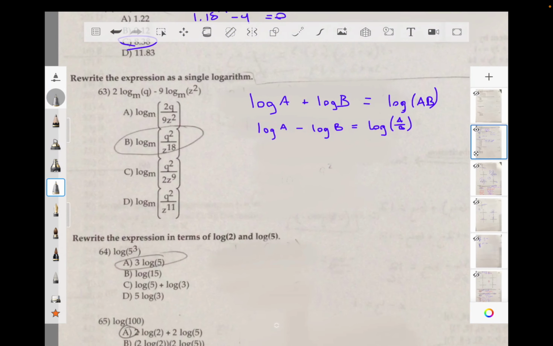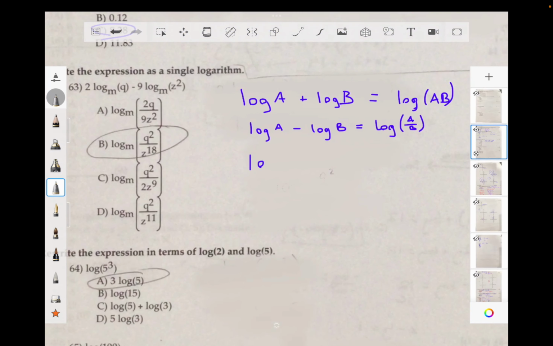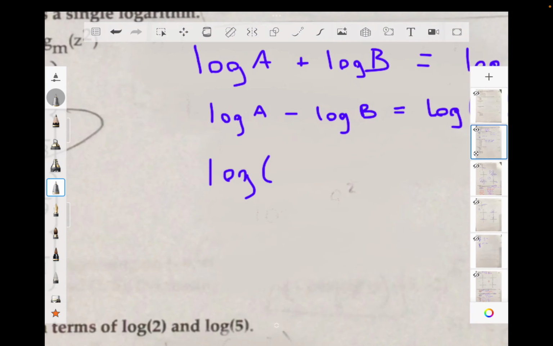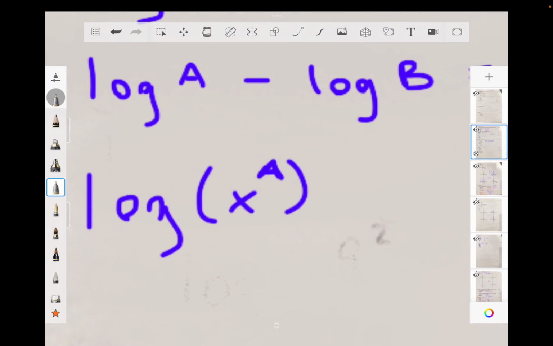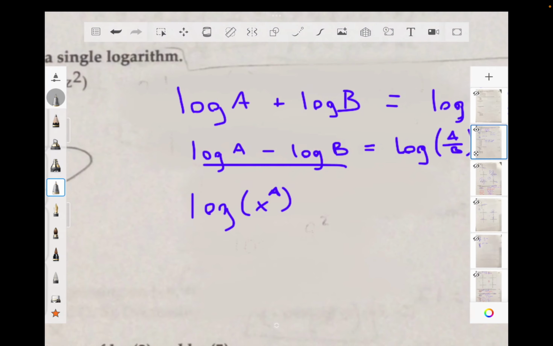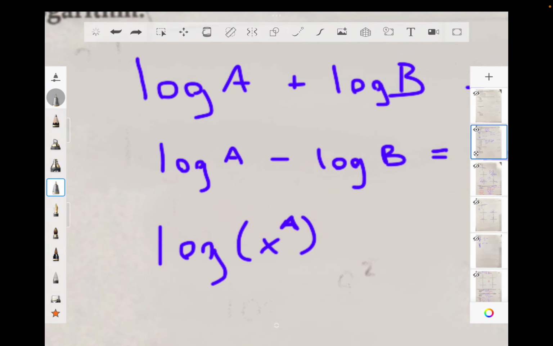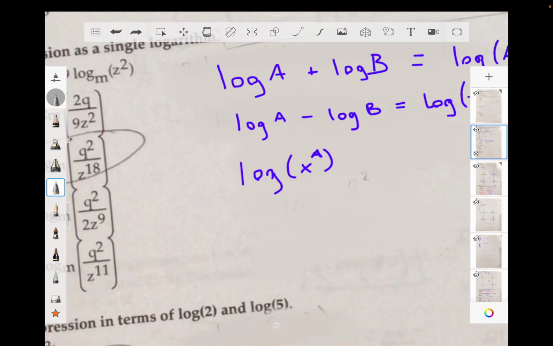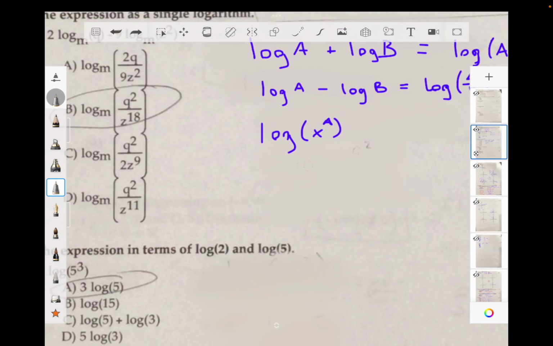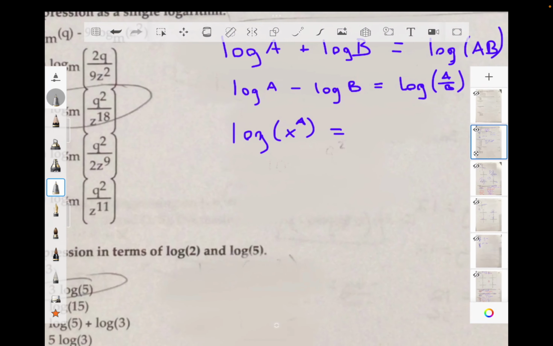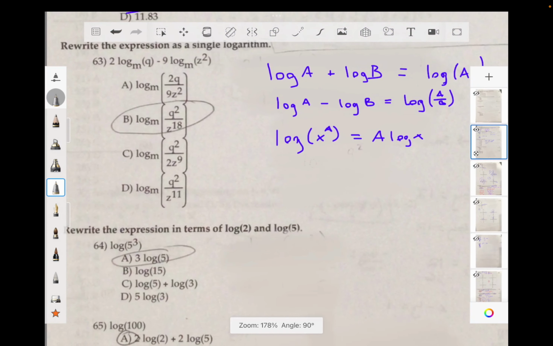For log, I'm going to use x to the A. Oh, by the way, this only works if they have the same base. Which I doubt they're going to switch it up on you. So, I mean, I guess we'll see. For log x to the A, it's going to be A log x, which you can see kind of right here.